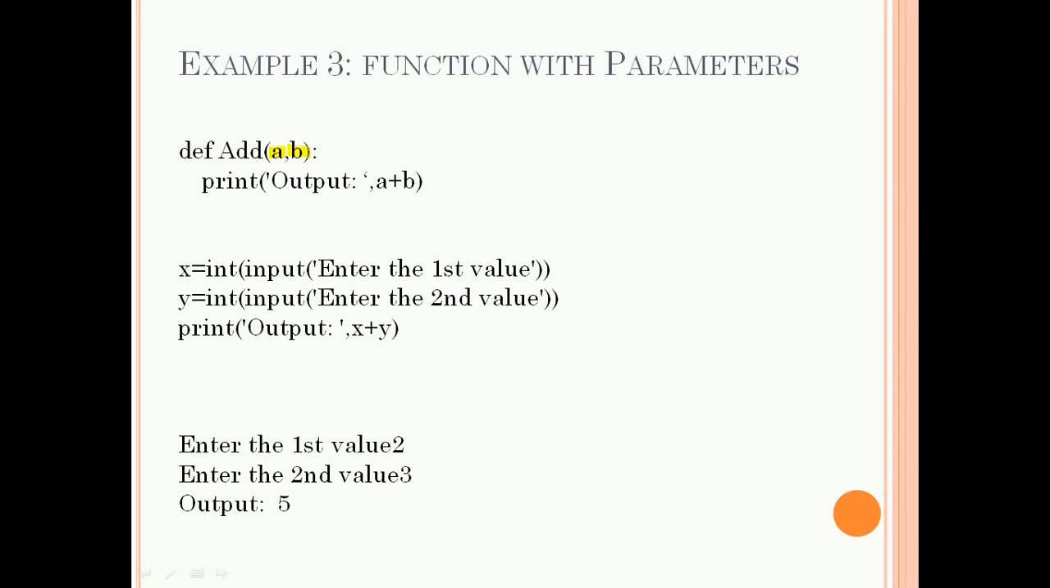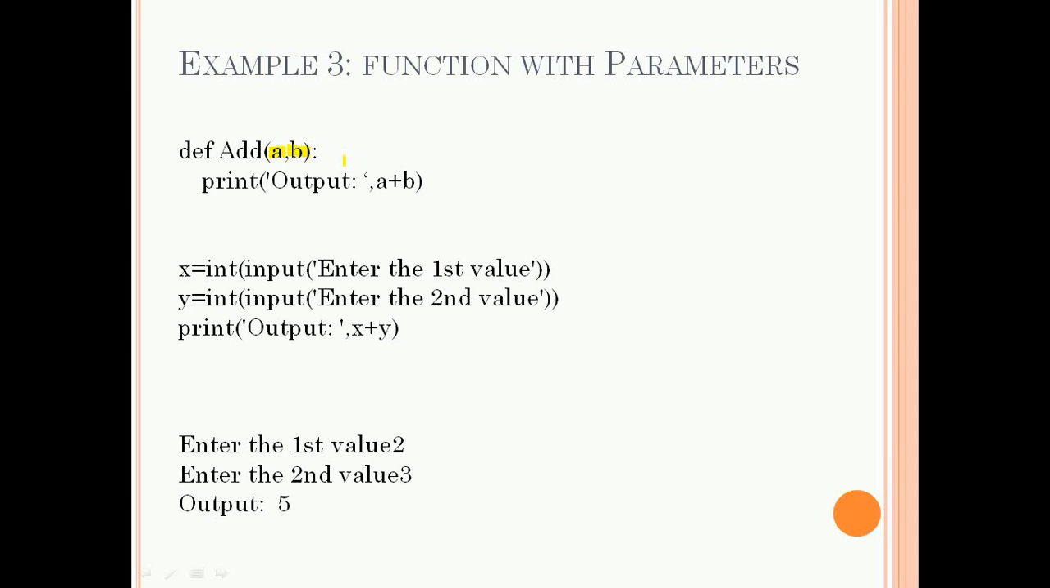A and b. You might be thinking, why are we using a and b, why not x and y? Yes, you can write x and y also, but for better understanding you must use a different name, but you can use the same identifiers also. And as this function only has parameters and is not returning any value, we are just printing output a plus b. It is not returning any value, and you can see that this function is receiving input.